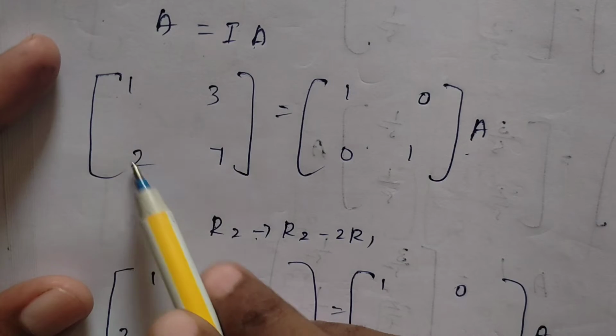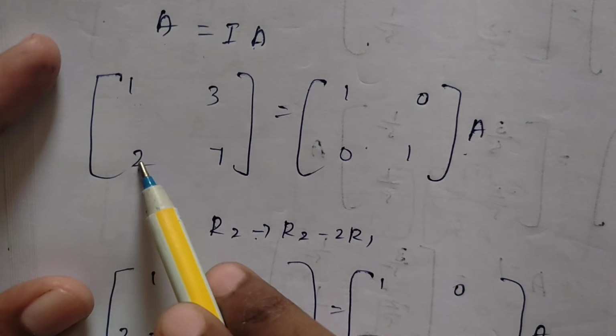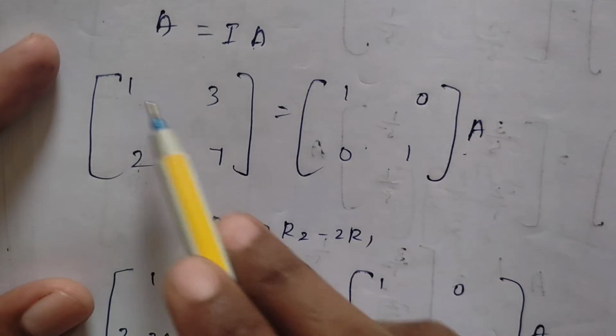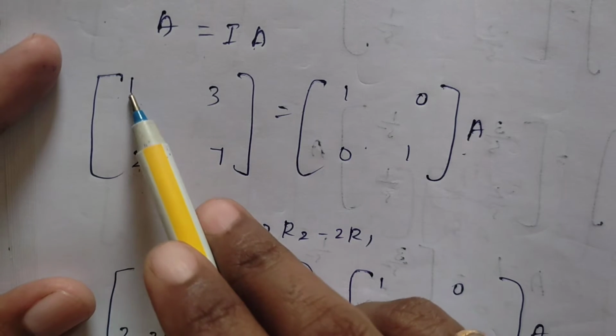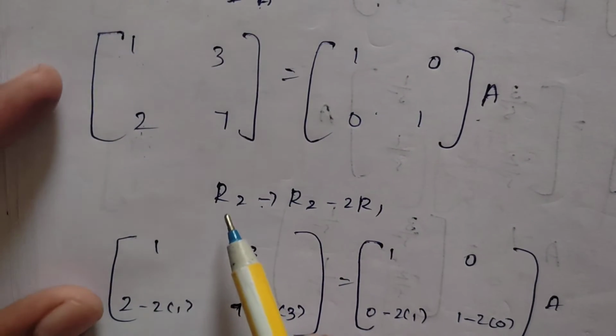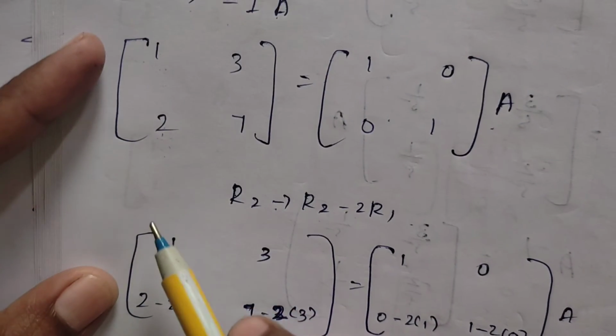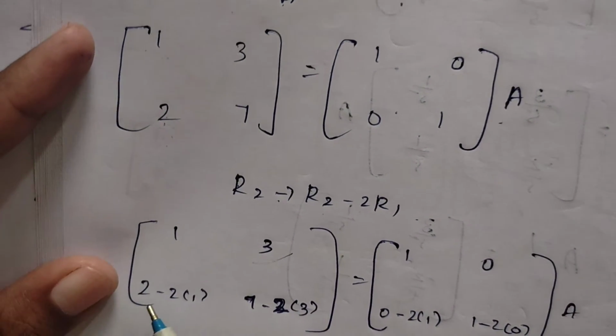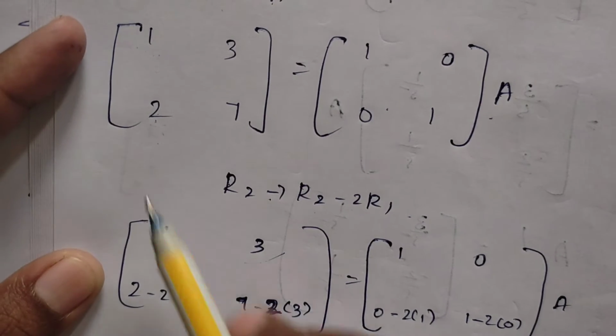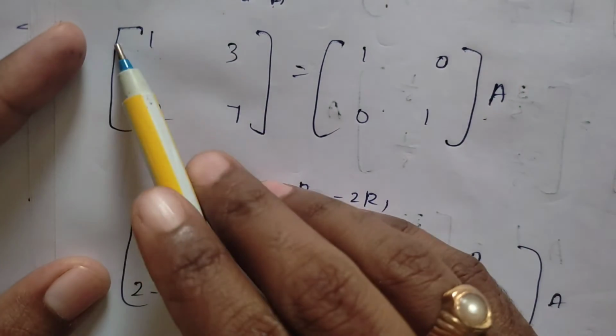So 2 minus 2 will give you 0. So I am multiplying R1 by 2. That is what is done. R2 tends to R2 minus 2R1. Keep R1 as it is. Only the R2 gets changed. 2 minus 2 into 1.